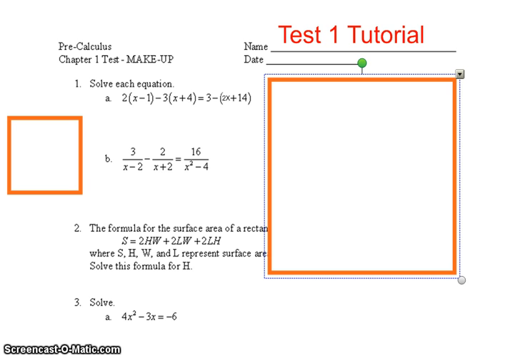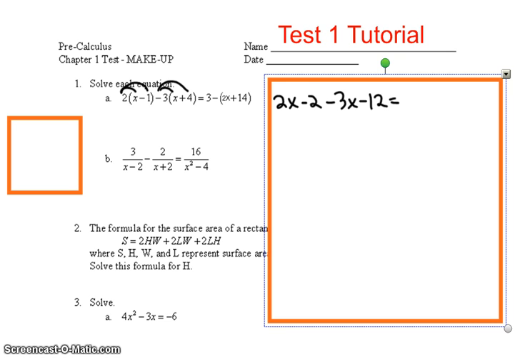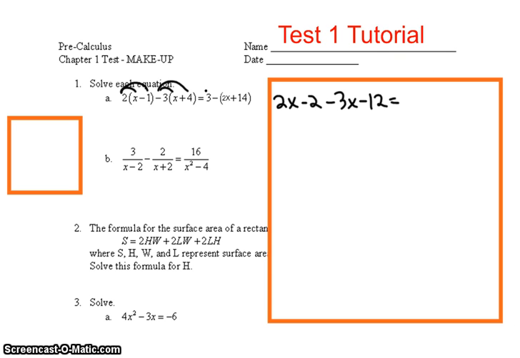So using the distributive property, we're going to get 2x minus 2, and then negative 3x minus 12 equals 3, and then the negative is distributed, so minus 2x minus 14.